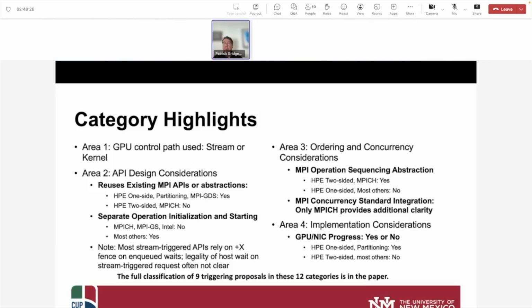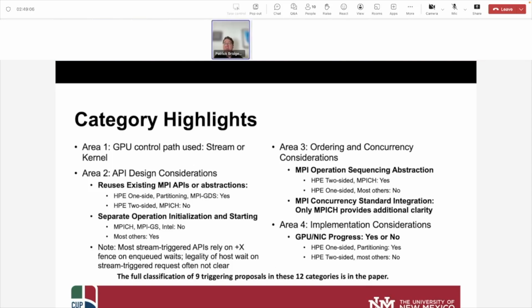Right? So three areas that I want to highlight. Is there some abstraction for sequencing MPI operations? So MPICH and MPI Extreme and HPE's two-sided make a new MPI abstraction, something like a stream, that sequences what happens on MPI in terms of the ordering of MPI operations. Whereas most other APIs left that undefined, or said that was basically provided only by the existing semantics of MPI, which we like to argue about.